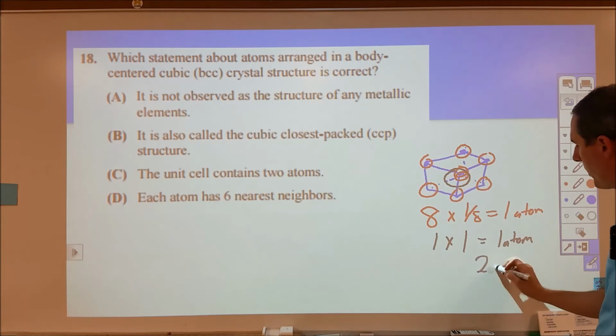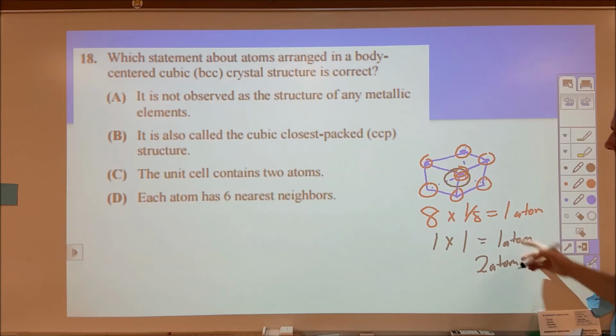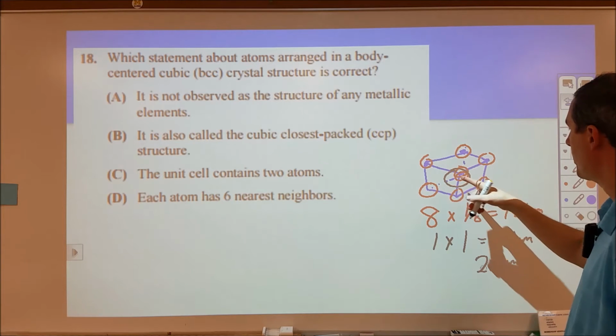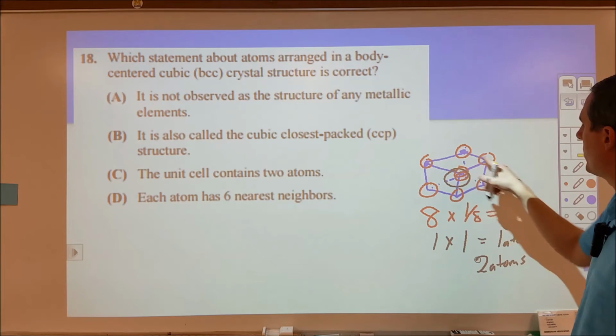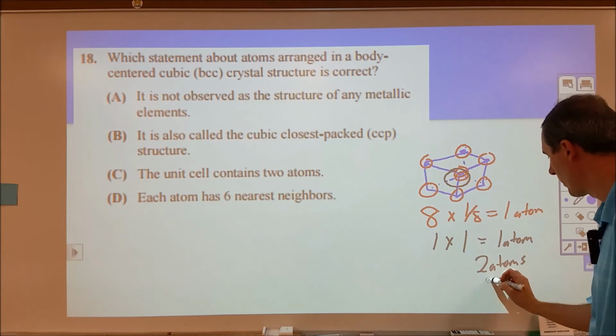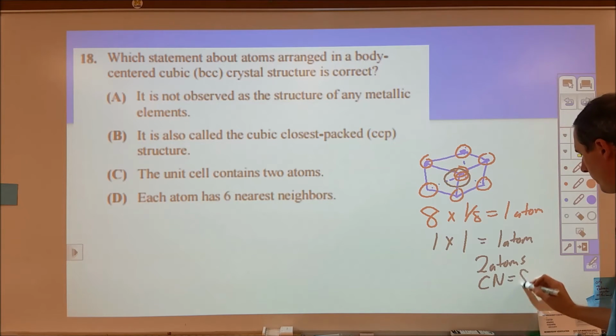So we have 2 atoms present, total in this body-centered cubic. And then additionally, this one atom in the center is going to touch each of those corners. And so we have a coordination number of 8.